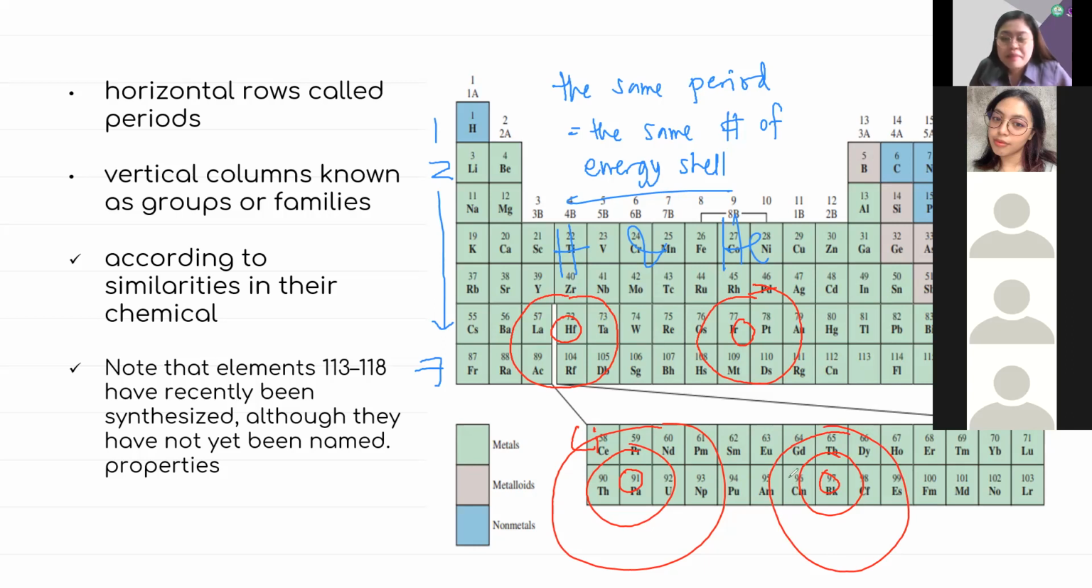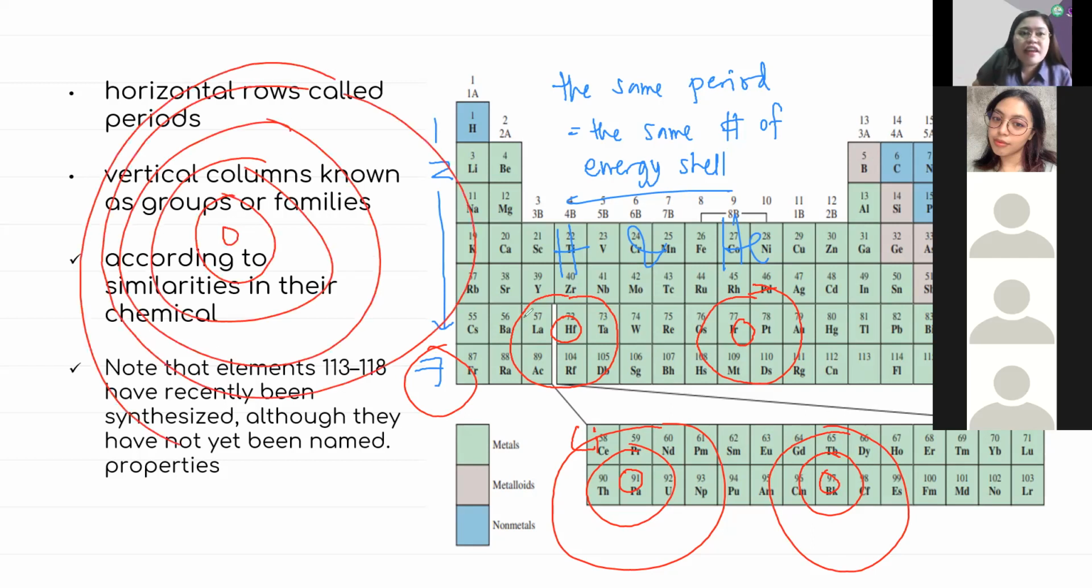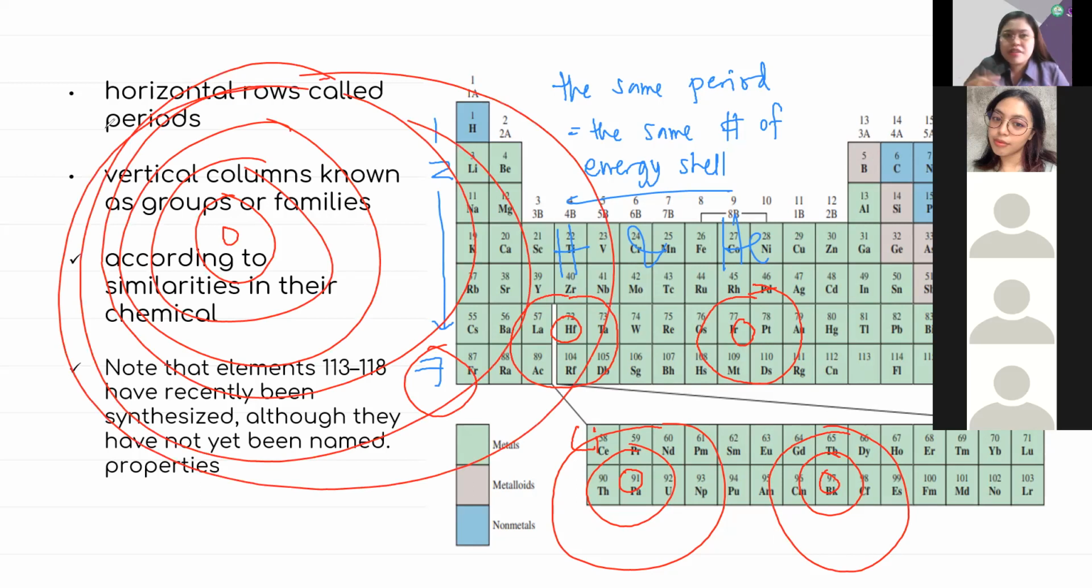So the biggest atoms belong to period number 7. Why? Because after their nucleus, they have 7 energy shells. That is what a period means. It's amazing how they were able to discover that when the periodic table is arranged according to increasing atomic number, the elements grouped together horizontally share the same number of energy shells. That is what period means.